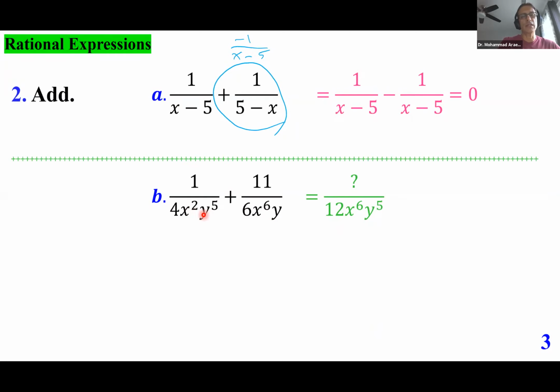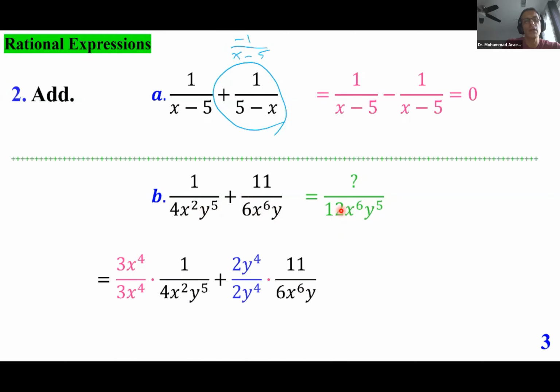And we have to raise each fraction such that this would be the LCD. So if you look at the first one, how do you raise it to get here? That means you're going to divide the LCD by the first denominator. When you divide, you end up with 3x to the power of 4. For the second one, if you divide, you end up with 2y to the power of 4. So the first one, you raise it by 3x to the power of 4. That means you multiply it by the top as well as the bottom. And the second one by 2y to the power of 4.